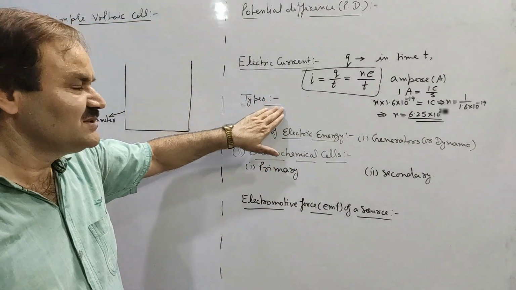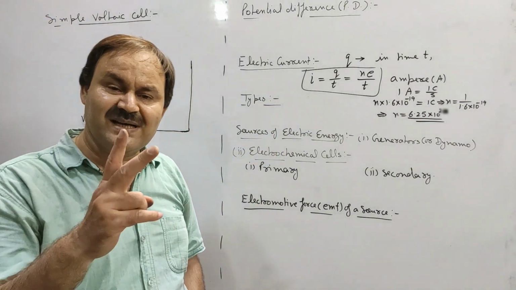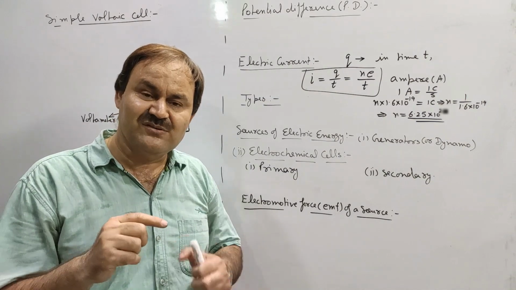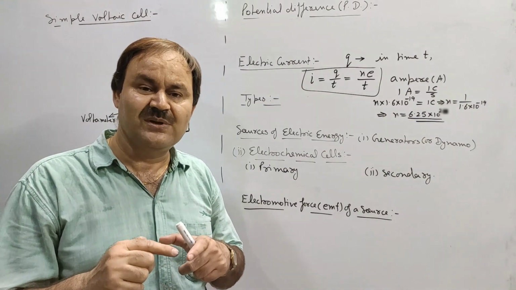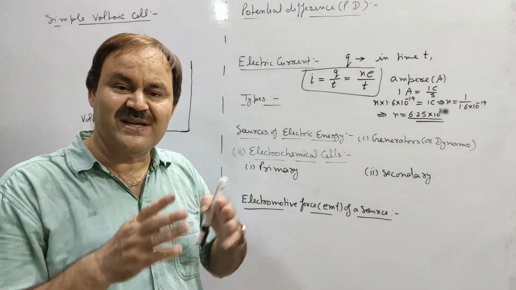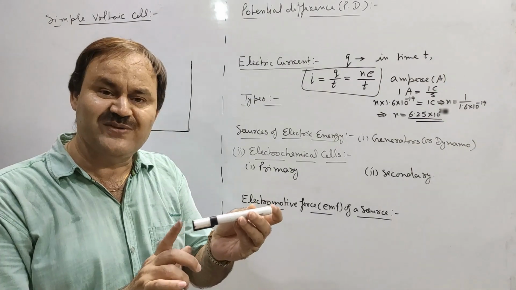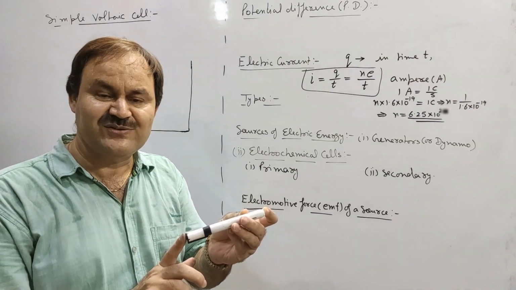Now, types of electric current. Electric current is classified into two types. Actually, the type of electric current depends upon the type of potential difference applied across the ends of the circuit, because the cause of electric current is potential difference only.